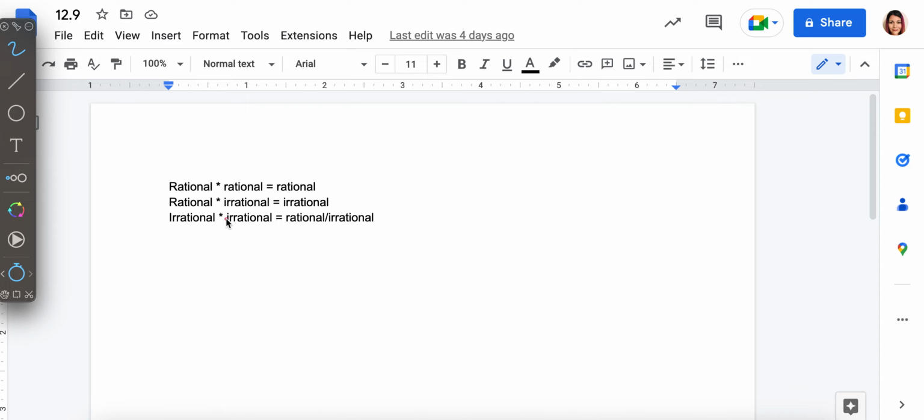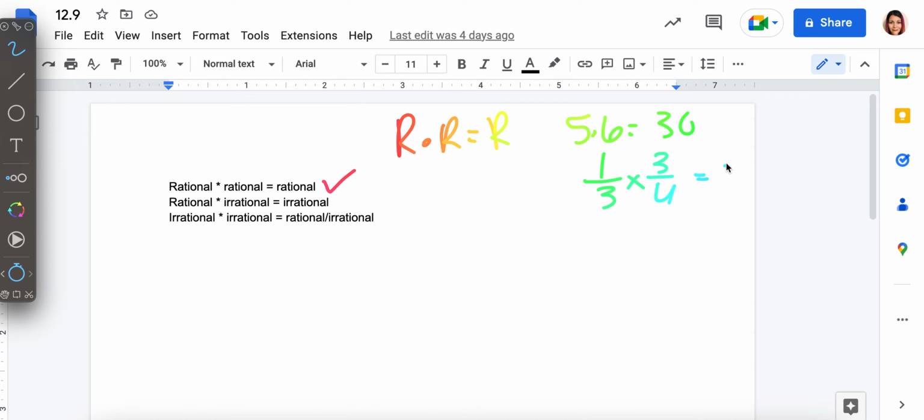So if we're doing rational times rational, you will always get rational. 5 times 6, 30. 1/3 times 3/4, 3/12. These are all rational times rational, which always gives you a rational.